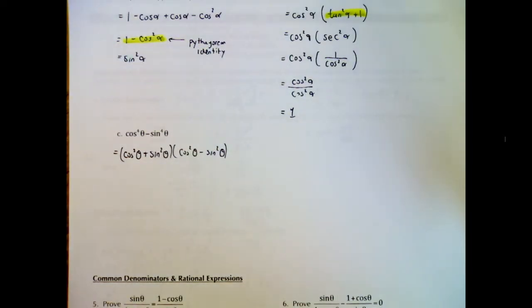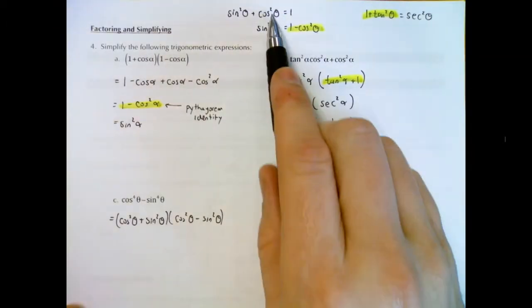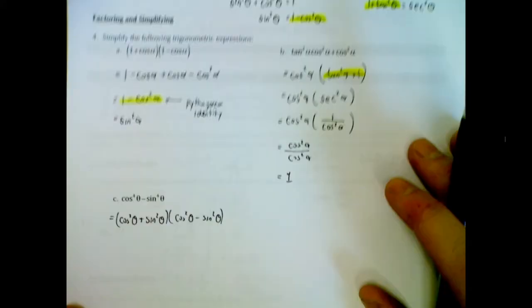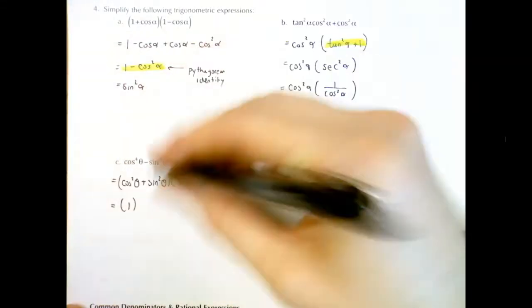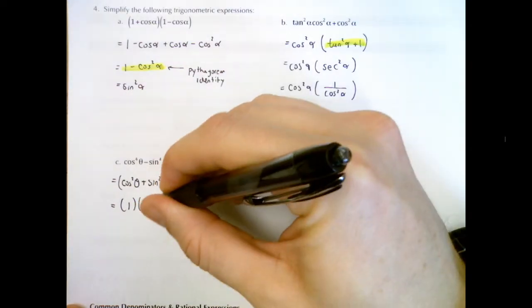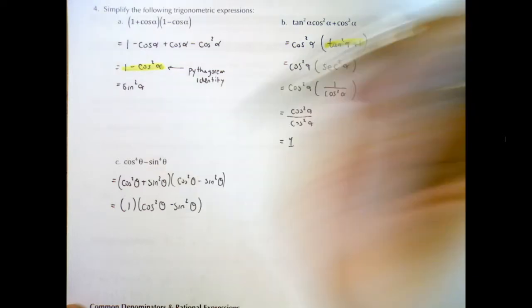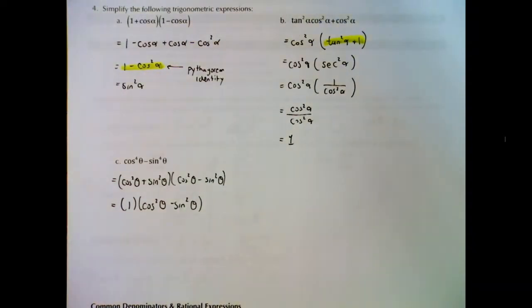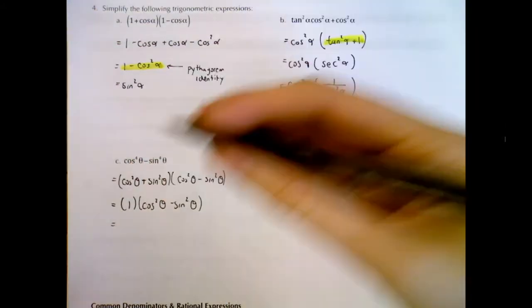And you may see something that looks familiar already. The first bracket, cos squared theta plus sine squared theta, that's the Pythagorean identity. That first bracket is just 1. And the second bracket, cos squared theta minus sine squared theta, well, that can be factored again because it's just a difference of squares. So 1 times the bracket would just leave us with the bracket.